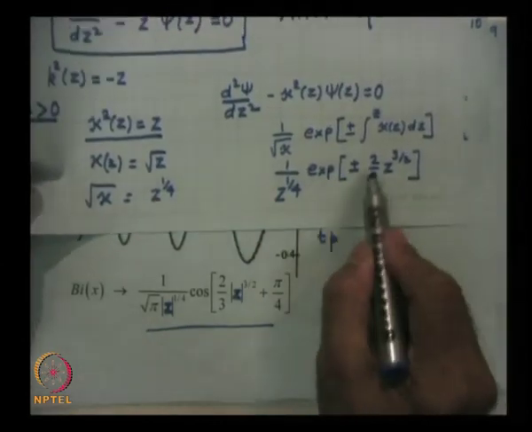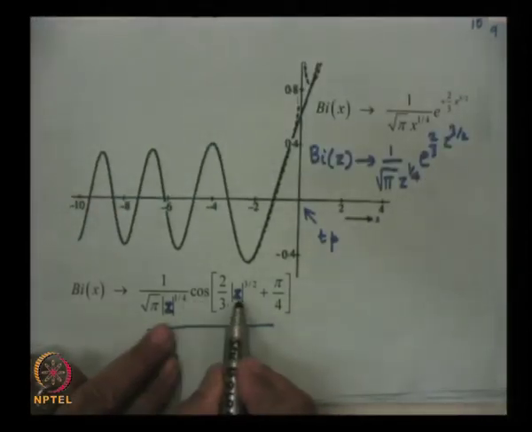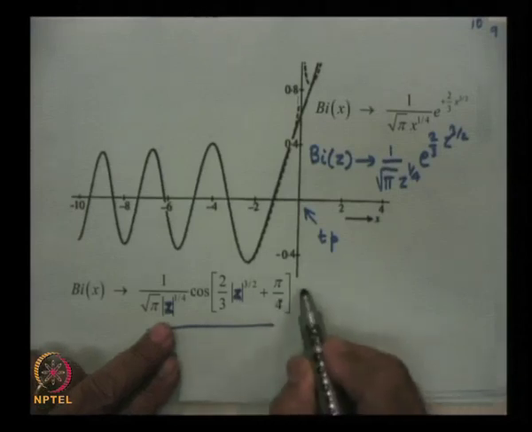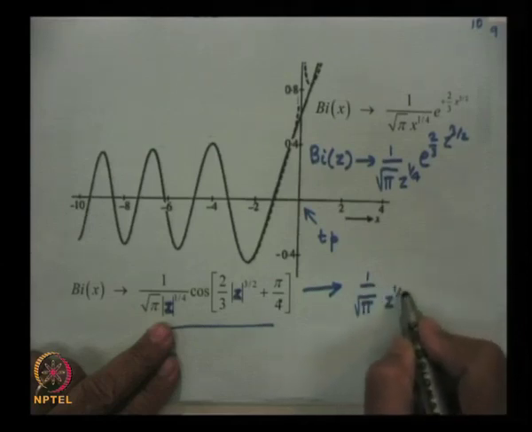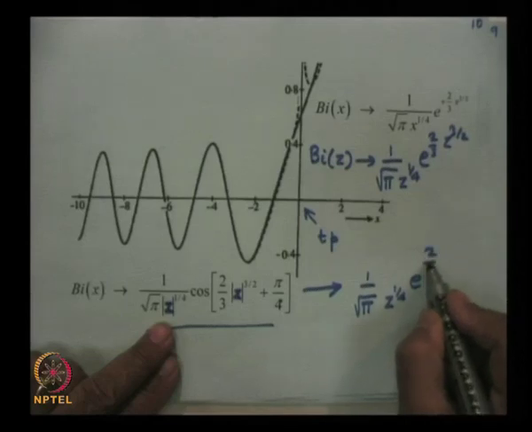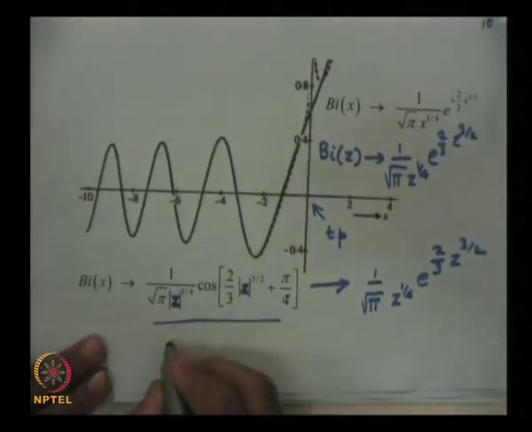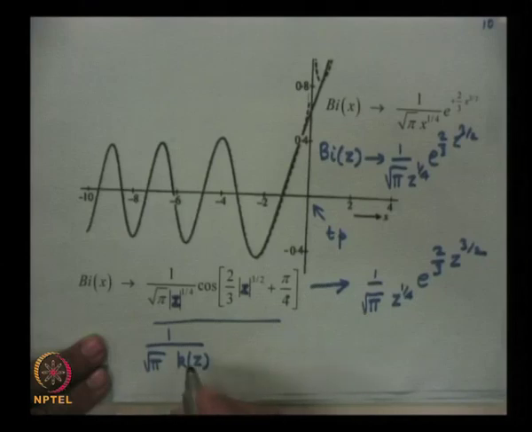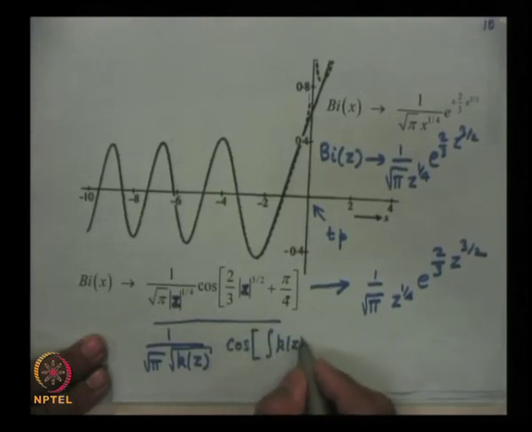You see, exponential plus minus 2 by 3 z to the 3 by 2. So, one can say that cos plus pi by 4 goes over to 1 over root pi z to the power of 1 by 4 e to the power of 2 by 3 z to the power of 3 by 2. This suggests that since these are the WKB solutions, therefore, 1 over root pi, under root k of z cos of integral k of z dz.